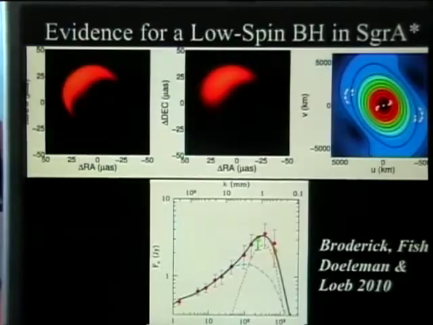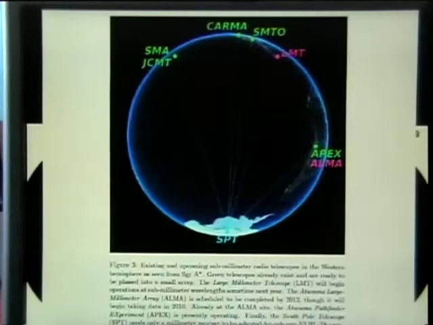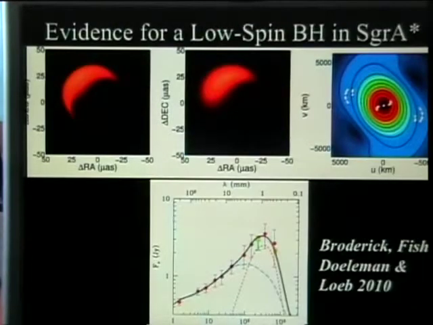So by now, only three of these stations were used, correlated. The one in Hawaii, California, and Arizona, and they form a triangle. And using the data that was obtained in two observing seasons, we tried to constrain the spin and the inclination angle for Sagittarius A*.